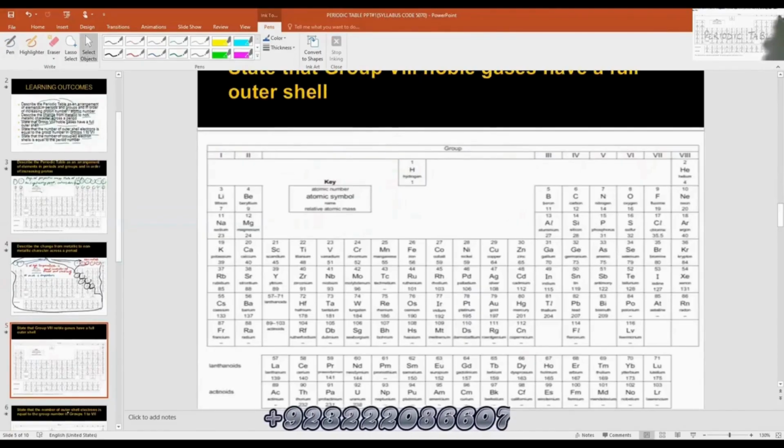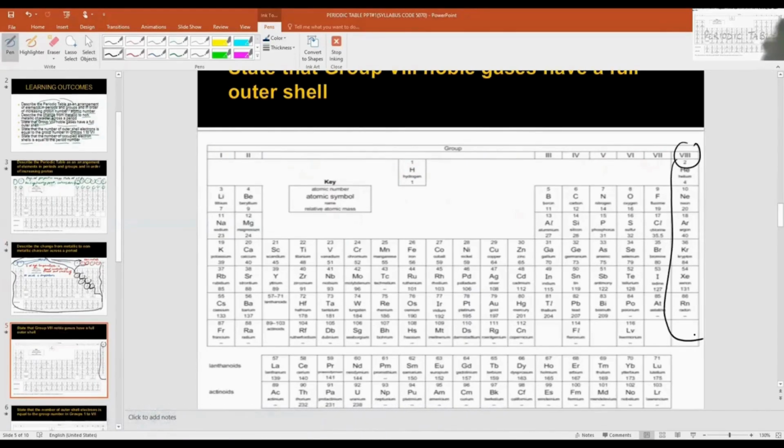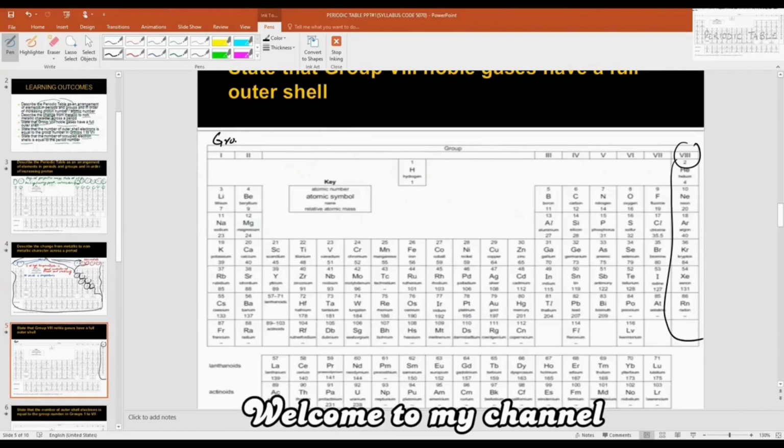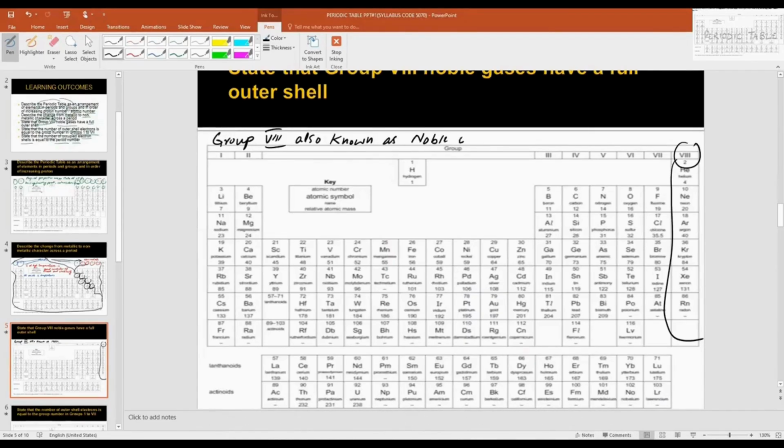State that the group 8 noble gases have a full outermost shell. This is group 8. Helium, neon, argon, krypton, xenon, and radon. They are also called inert or noble gases. Group 8 is also known as noble or inert gases.